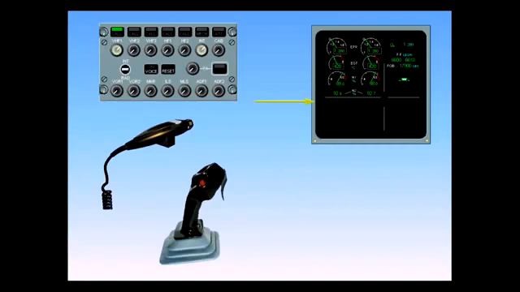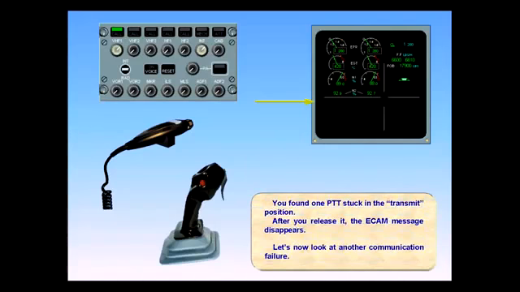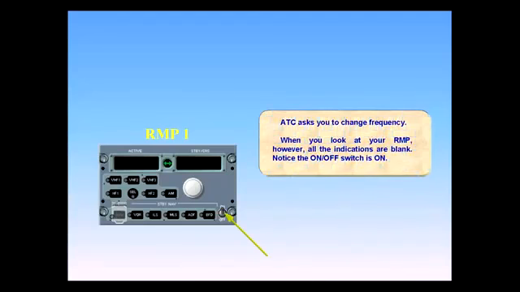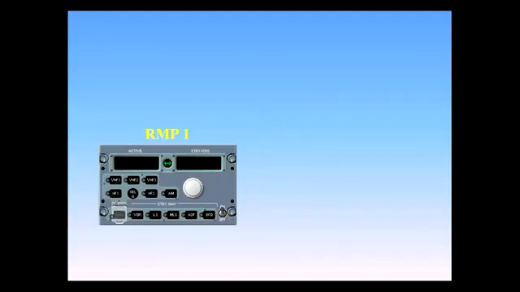Let's now look at another communication failure. ATC asks you to change frequency. When you look at your RMP, however, all the indications are blank. Notice the on-off switch is on. There is no ECAM caution for this abnormal. The blank displays with no lights illuminated indicate an RMP failure.